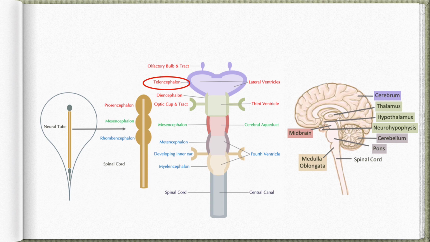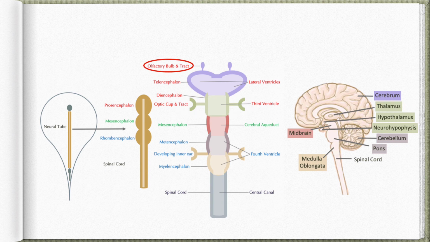Prosencephalon soon forms 2 subvesicles, telencephalon and diencephalon. Telencephalon grows much faster and divides to form 2 vesicular outgrowths forming the cerebral hemispheres. Diencephalon contributes to the formation of thalamus, hypothalamus, subthalamus, epithalamus and neurohypophysis.